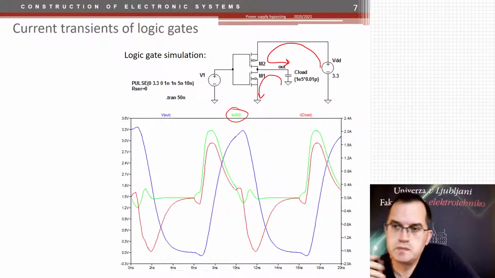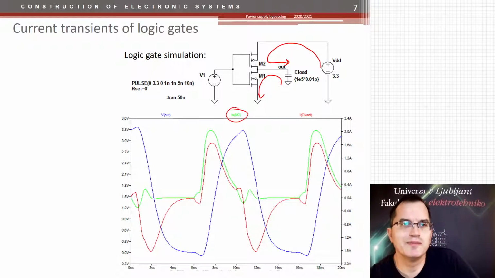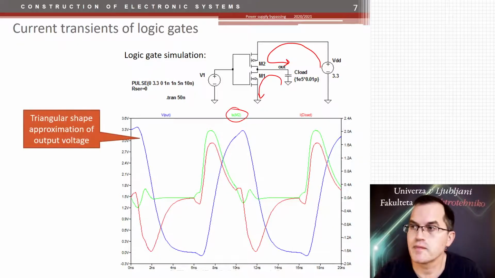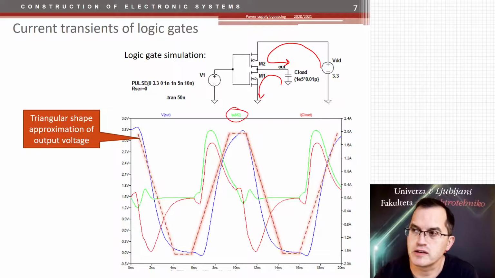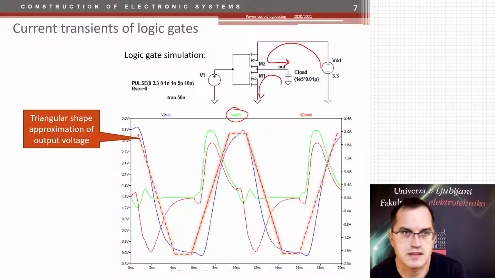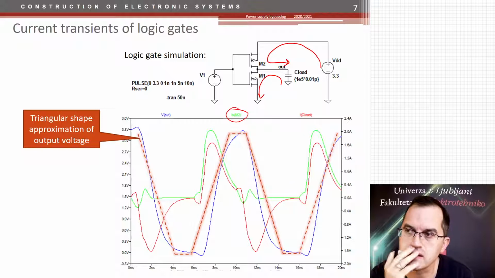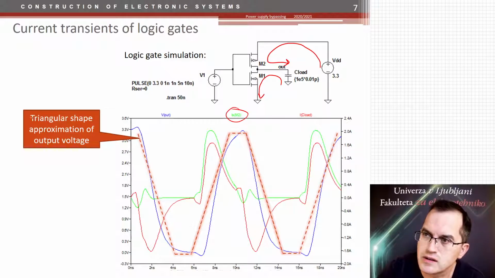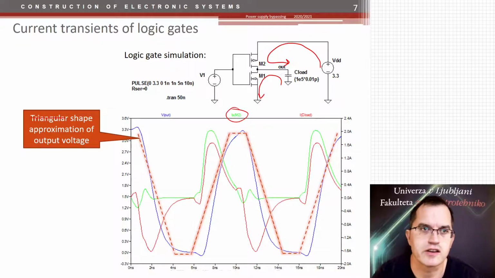Now, how do we use that in a simple rule of thumb calculation? Well, actually you use a trapezoidal signal instead of that smooth one. I said triangular, but that's the wrong name. I have to change it actually.